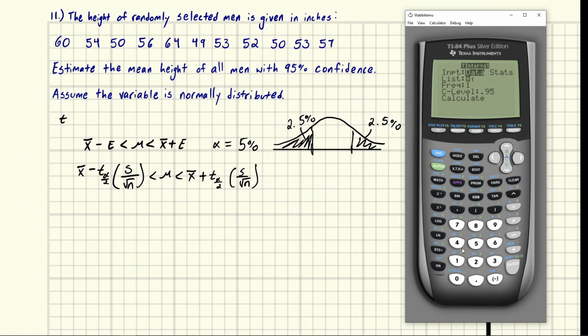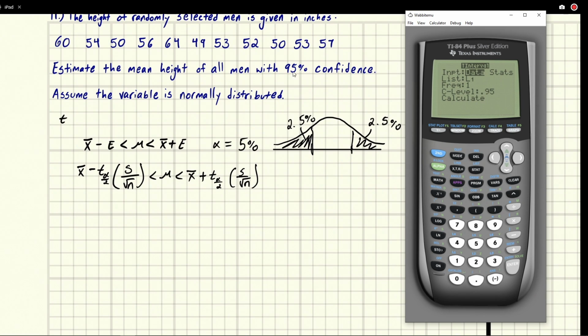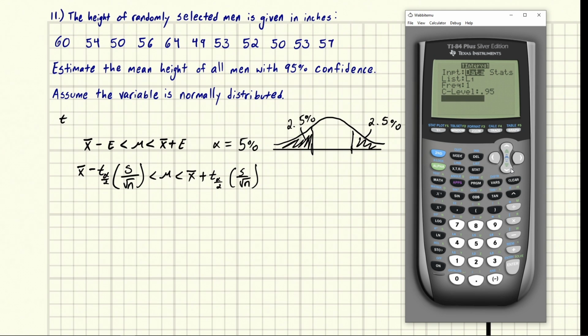If it's not, you can choose the list. They're here in blue, like list 5, list 4, list 6. So if you put it in some other list, just hit the blue key and select the list that you wanted. Leave the frequency as 1. Confidence level is 0.95, so that is exactly what we want. We're going to hit calculate. It's going to do a little thing for us.